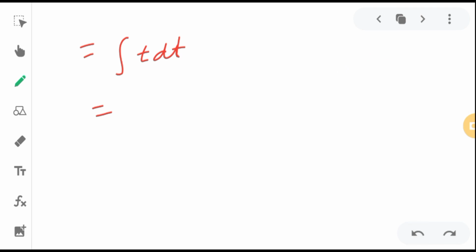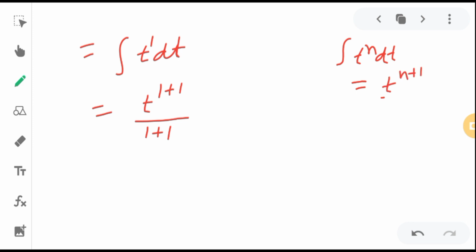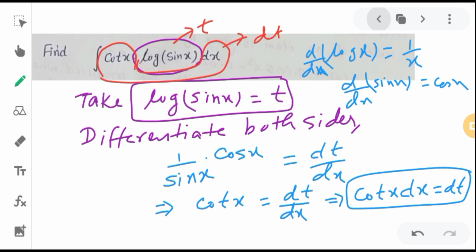For the integration of t into dt I will use the formula for x to the power n dx. The variable can be anything, so the same formula: t to the power n plus 1 divided by n plus 1. The n value is 1 here, so this will be nothing but t to the power 2 upon 2, and t was our independent variable.